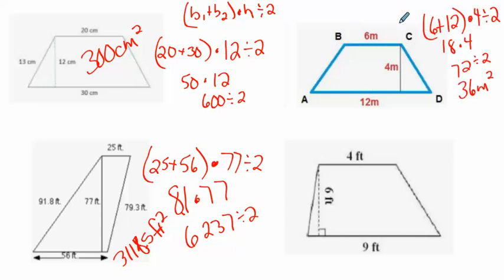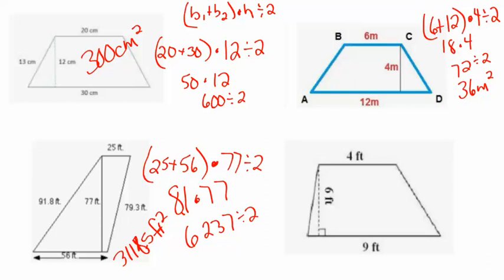All right, guys, check your work. So my base is 6 plus 12 is 18, times 4, 72, divide by 2 is 36. Okay, how'd you do?